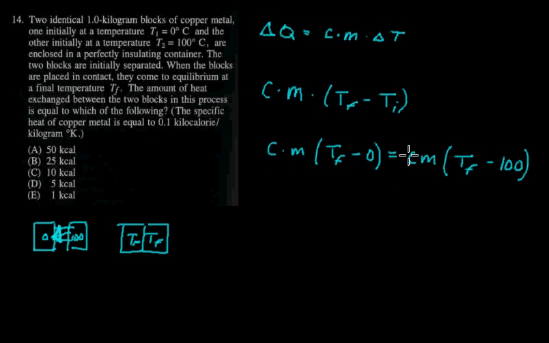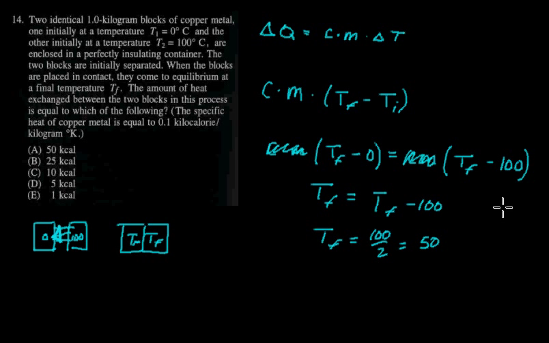Okay, so as you see, these two quantities are going to cancel. They are identical, and this is 0, so you just get T sub F equals T sub F minus 100. You do the algebra, you get negative 2 T sub F equals negative 100. You multiply by the negative sign, and you get T sub F equals 100 over 2, which is 50 degrees Celsius.